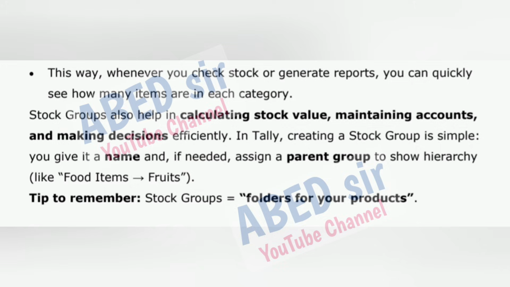In Tally, creating a stock group is simple. You give it a name and, if needed, assign a parent group to show hierarchy, like food items, fruits. Tip to remember: stock groups equal folders for your products.